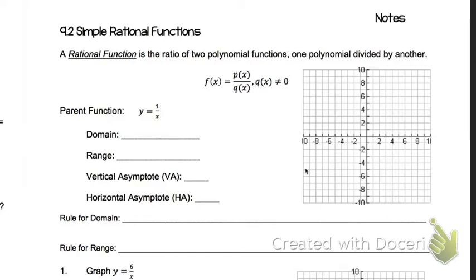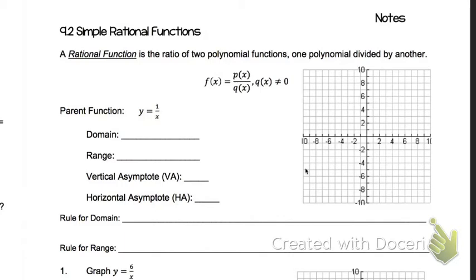So the things that I'm going to be asking you to find are domain, range, vertical asymptote, horizontal asymptote. And then in a few examples, we'll get to finding x and y intercepts. And there are little tricks that you must memorize in order to graph all of these things.